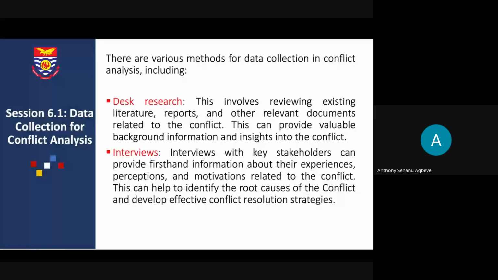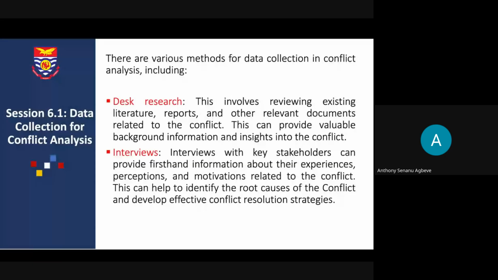You can even get judicial rulings and all that, you get all of those things on the internet. So that's more like a desk research or desk review. You sit at the comfort of your home and your computer, and then you research about the conflict. So that's a way of getting insights or information about the conflict you want to analyze or gather data on.